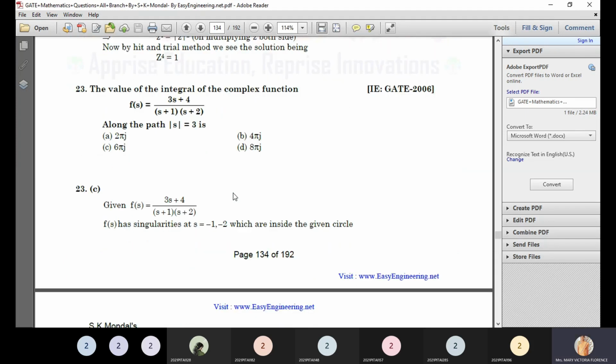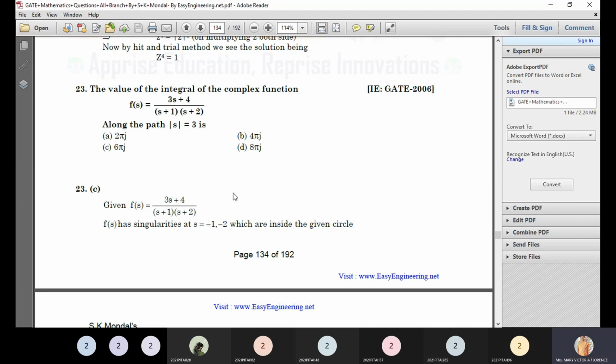Next one, the value of the integral of the complex function f(s) equal to (3s plus 4) by (s plus 1)(s plus 2) along the path mod z equal to 3. So the meaning of mod z equal to 3 is s is a circle with center 0 and radius 3. We have to find the value of the integral of (3s plus 4) by (s plus 1)(s plus 2).